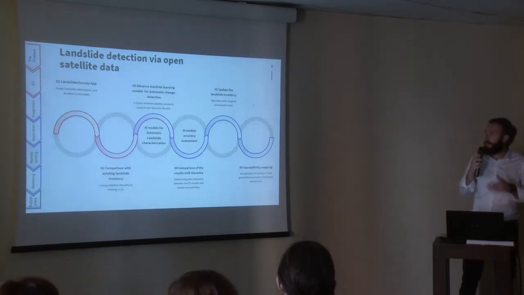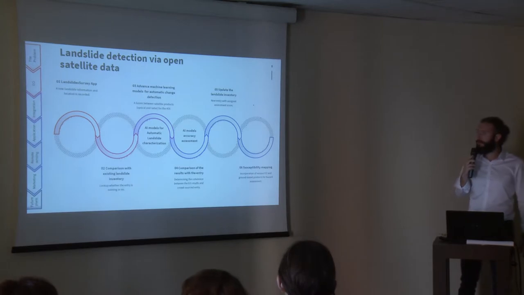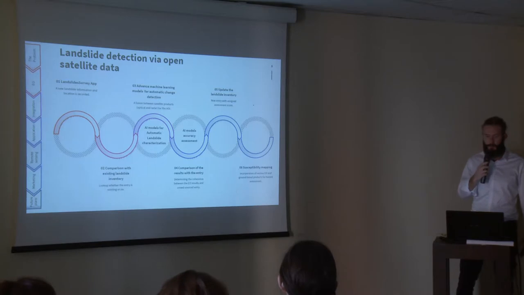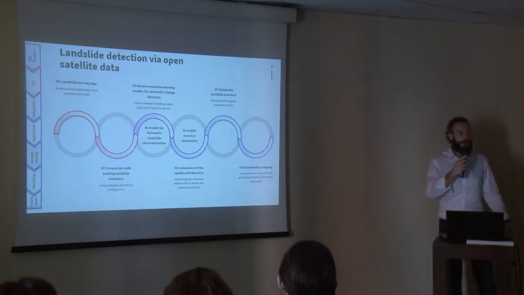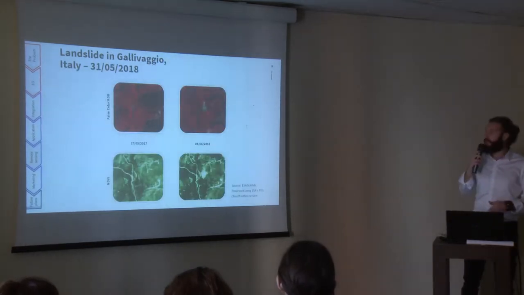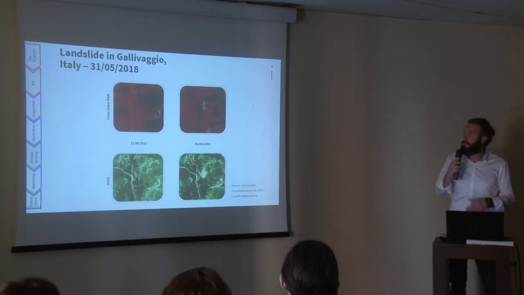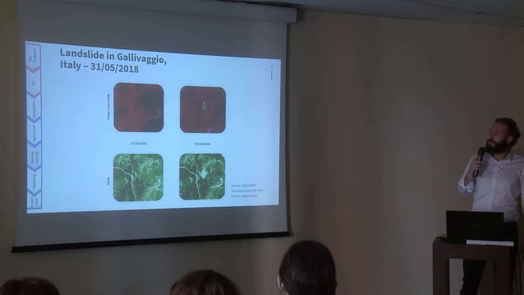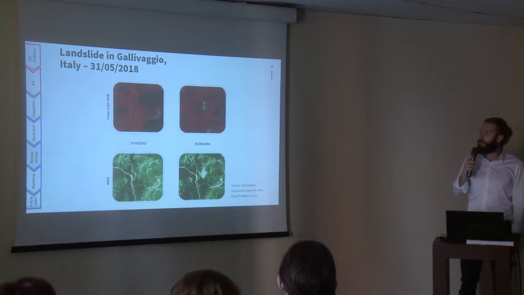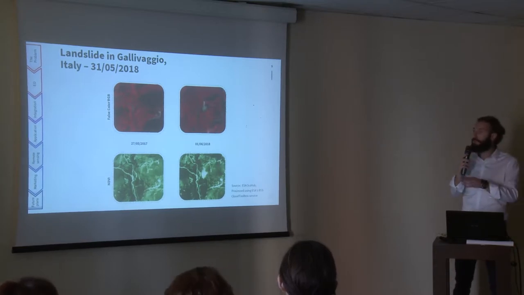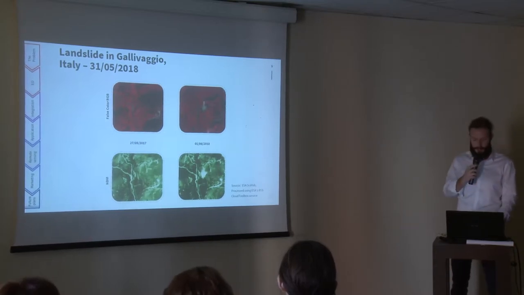And finally, the user will be asked whether he wants to produce a susceptibility map for the area of interest, where he can incorporate Earth observation data or ground-based data, both predefined and user-uploaded. Here is just an example of a landslide that occurred last year in northern Italy. The false RGB images are all derived from Sentinel-2. The false RGB is just for visualization purposes of the landslide.